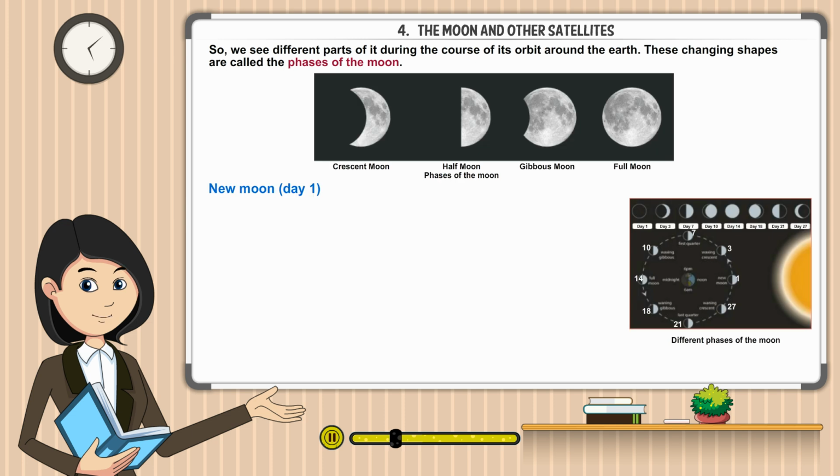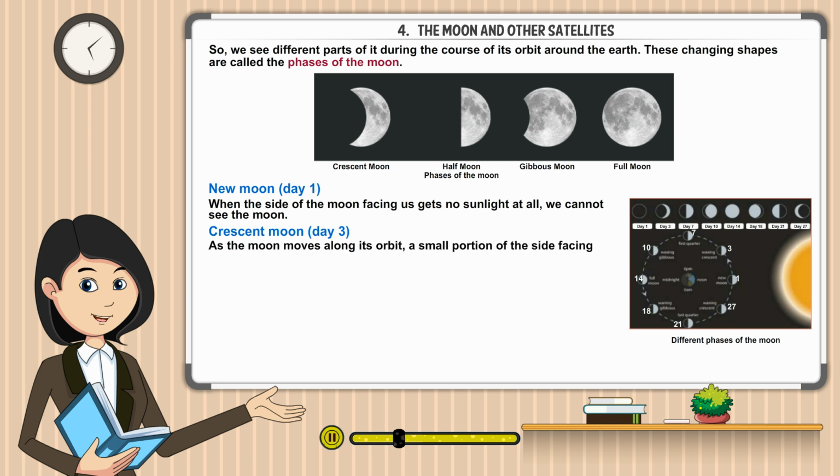These changing shapes are called the phases of the Moon. New Moon, Day 1. When the side of the Moon facing us gets no sunlight at all, we cannot see the Moon. Crescent Moon, Day 3. As the Moon moves along its orbit, a small portion of the side facing us gets sunlight.